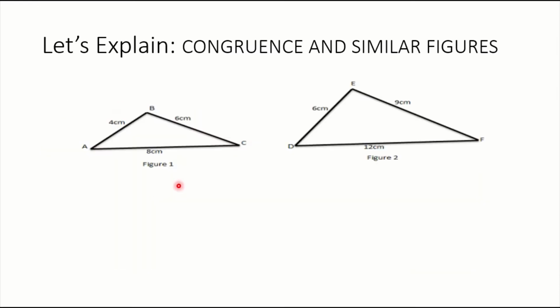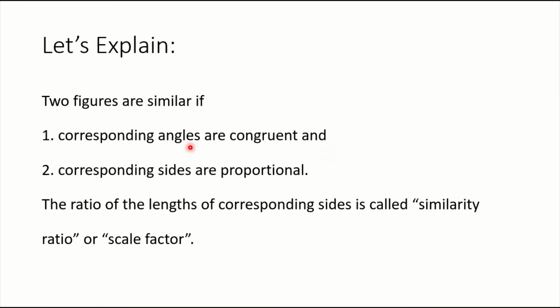So this one is an example of congruent or similar figures? Figure number 1 and figure number 2. As you can see, they are not the same size, so they are not congruent. They are alike, similar. Figures are similar if, number 1, corresponding angles are congruent, and number 2, corresponding sides are proportional. The ratio of the lengths of the corresponding sides is called the similarity ratio or scale factor.